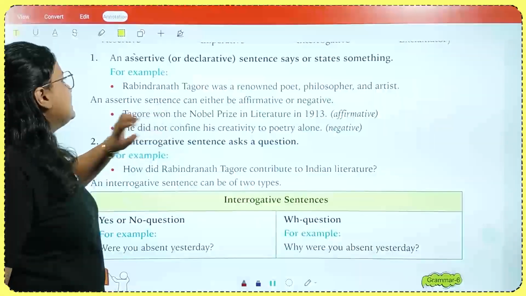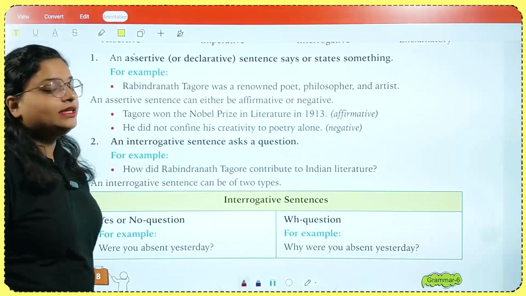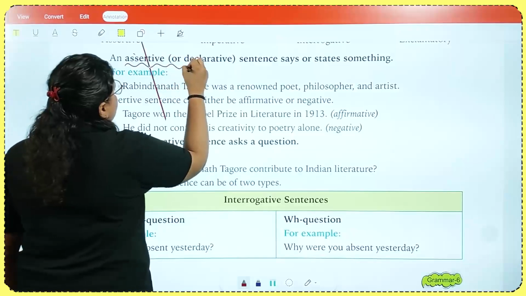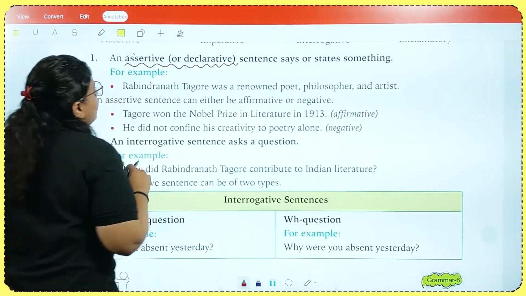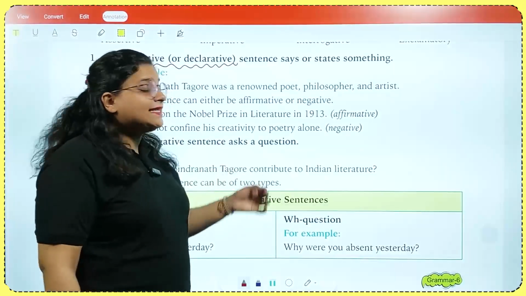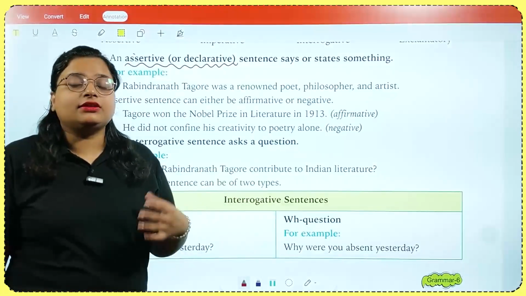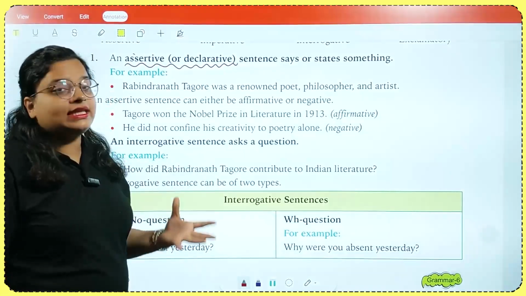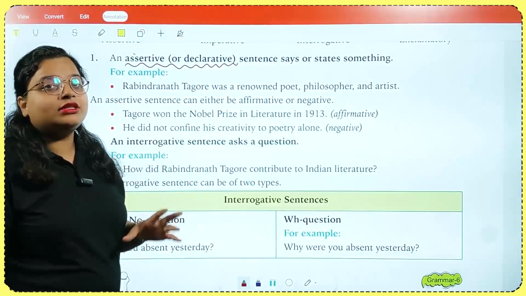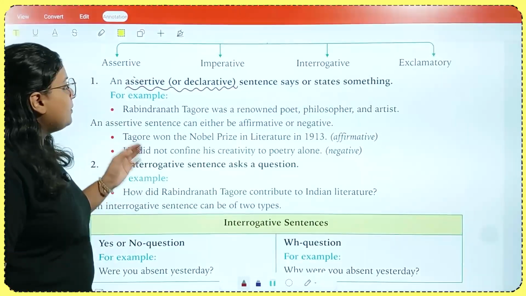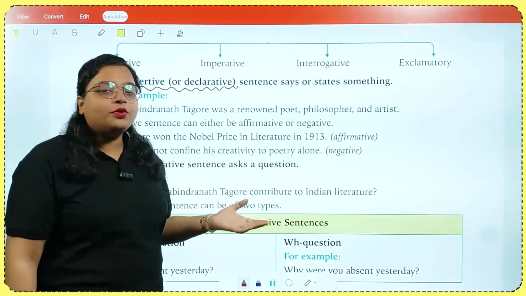So first let us start with an assertive or declarative sentence. अब assertive या declarative sentence होता क्या है? Sentence says or states something. ये वाले sentence या तो कुछ बोल रहे हैं या फिर ये क्या कुछ state कर रहे हैं. State करने का क्या मतलब होता है? एक fact आपको बता रहे हैं. ठीक है. For example, Rabindranath Tagore was a renowned poet.